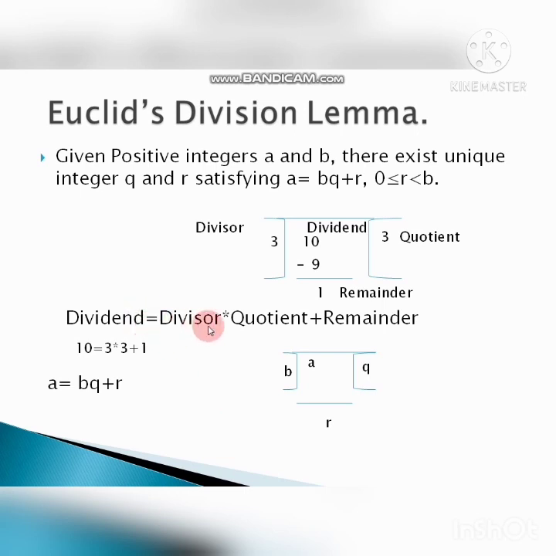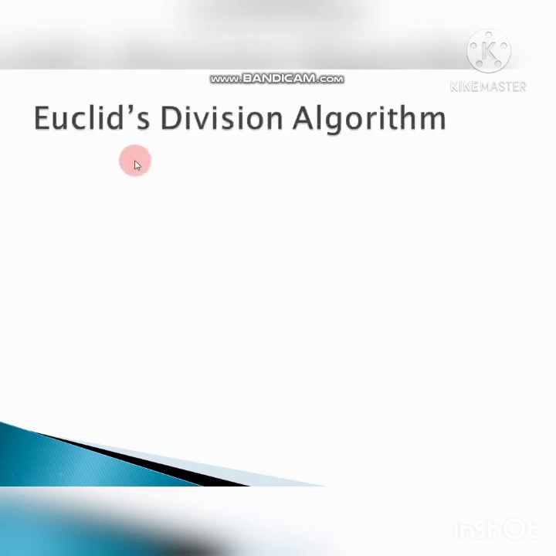Now when we write in this relationship format, dividend is equal to divisor into quotient plus remainder, what is the dividend over here? a. So dividend is equal to divisor into quotient, that is into q, plus remainder, that is plus r, where r is greater than or equal to 0 and less than b. Now I hope you have understood Euclid's division lemma.